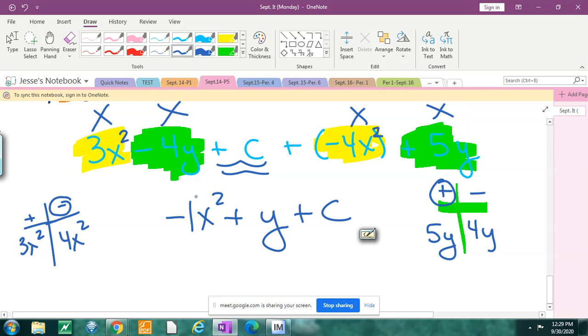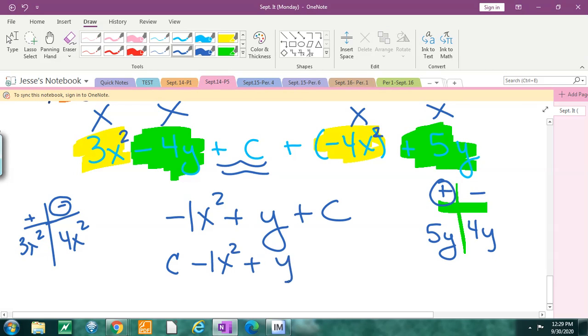So we did the answer, and then this can be in different combinations. All right. So remember, this could be c minus 1x squared plus y, or it could be y minus 1x squared.